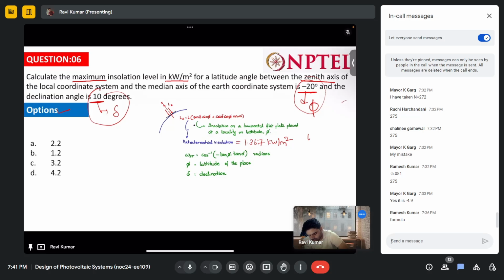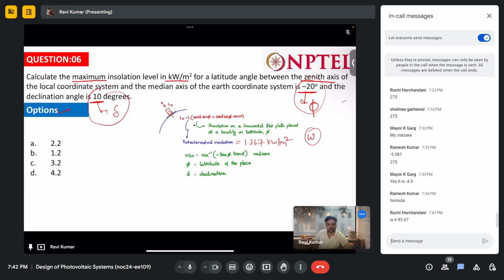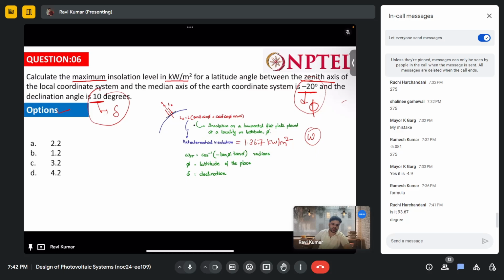What is the hour angle? Depends on what condition? Hour angle depends. Is it 93.67? No. What is this 93 means? It's in kilowatt per meter square. 93.67 degree hour angle. Is it hour angle?